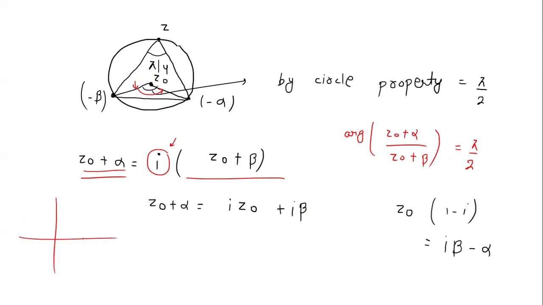So here if you have some number like 5, then if you rotate by 90, it will become 5 times iota. So just multiply by iota. So from here we can say that z naught plus alpha is equal to iota times z naught plus iota times beta, and we can take this iota times z naught to the left hand side and this alpha to the right hand side. So this will come in this form, like z naught multiplied by 1 minus iota is equal to iota times beta minus alpha.